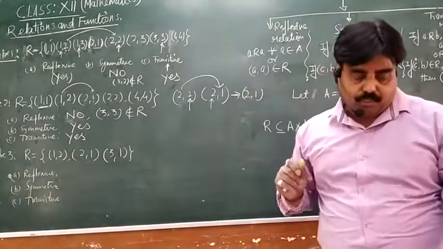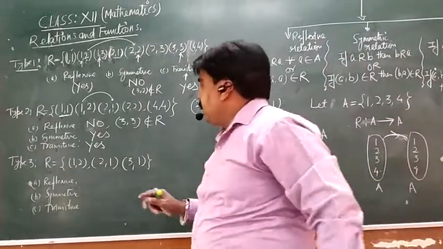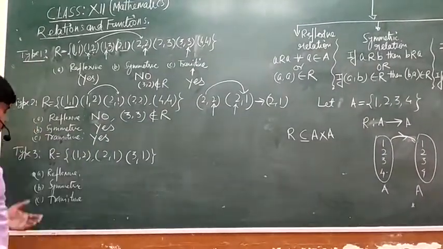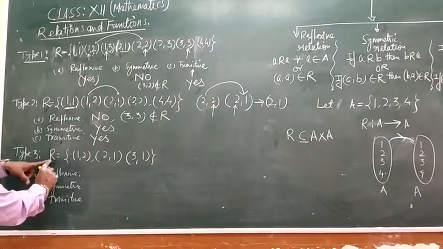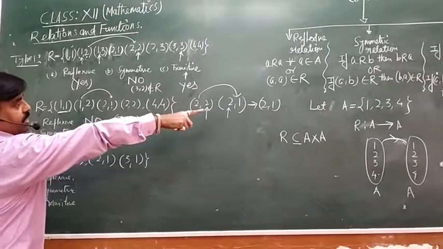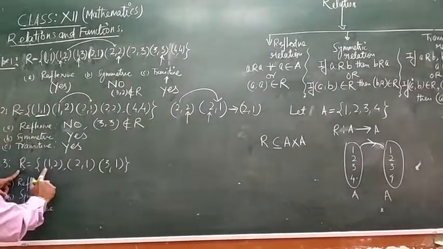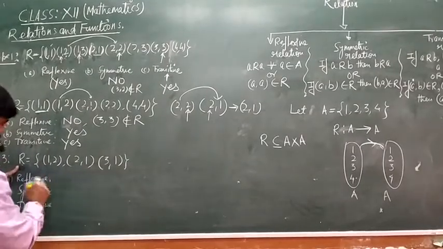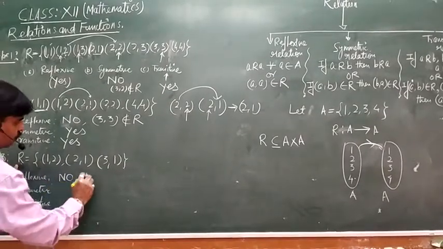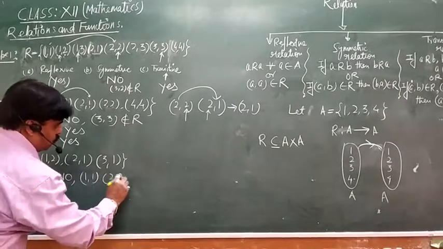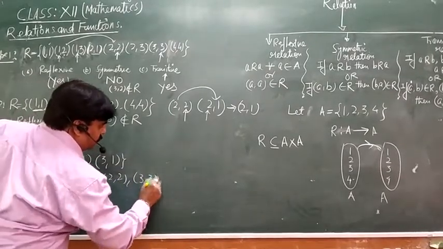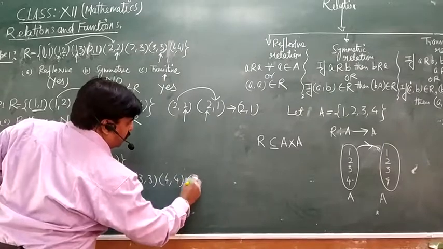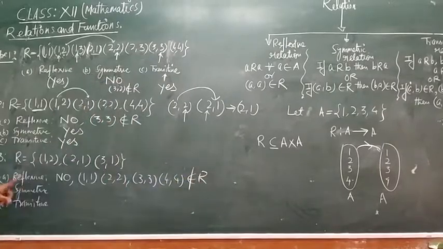Likewise, the third part is also what we are taking. In the third part, in the relation, we will check whether it is reflexive, symmetric or transitive or not. See now, our elements are 1, 2, 3, 4. So here is 3, no doublet is here. So this is not reflexive because 1, 1, 2, 2, 3, 3, 4, 4 does not belong to R. So this is not reflexive.